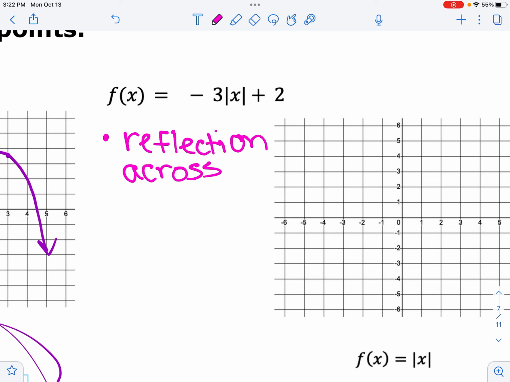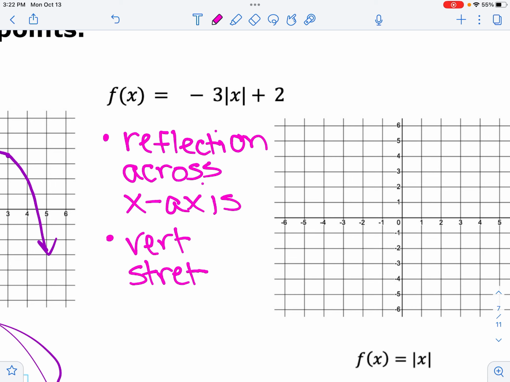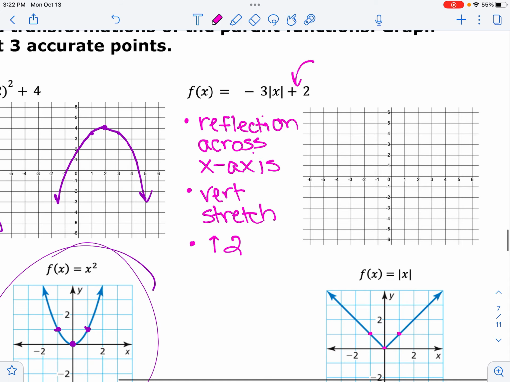Across the x-axis. The 3 would be a vertical stretch. And then there's nothing inside the x, so we just have the +2. So there is no moving it to the left or right, just up 2. Okay, so those are the things I want to represent on my graph.